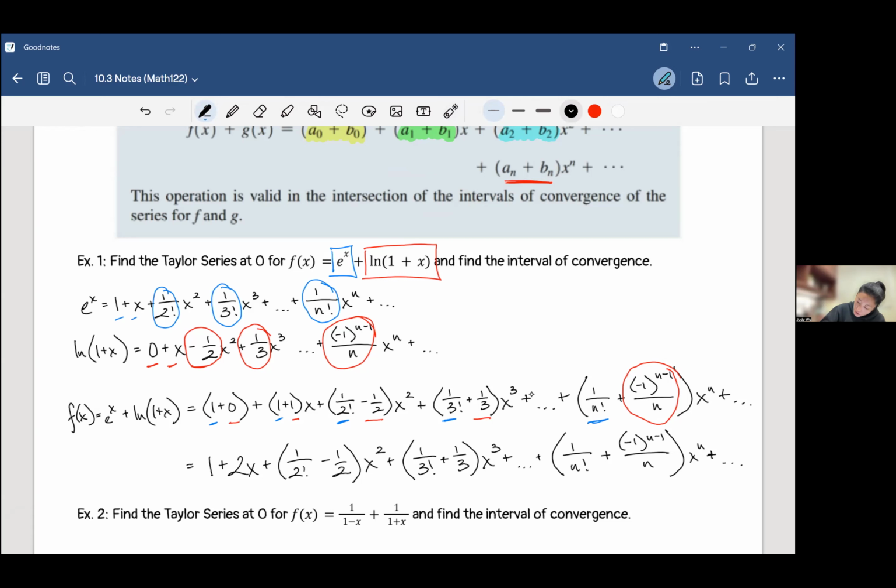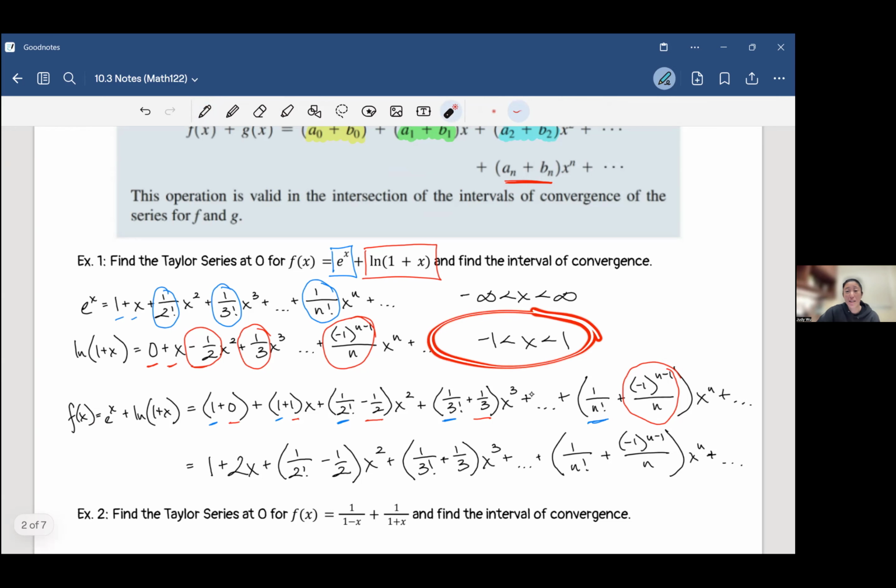So our interval of convergence for e to the x is negative infinity all the way to positive infinity, like it converges everywhere. But for the natural log, it only goes between -1 and +1. We have to choose the part where they both are true. And the only place where they're both true is from -1 to 1. Because anything bigger than 1, only e to the x converges, this one diverges. And anything less than -1, this one converges, but the natural log one diverges.